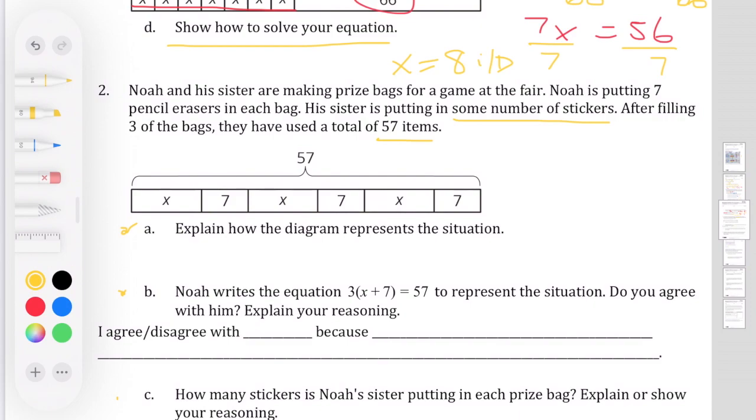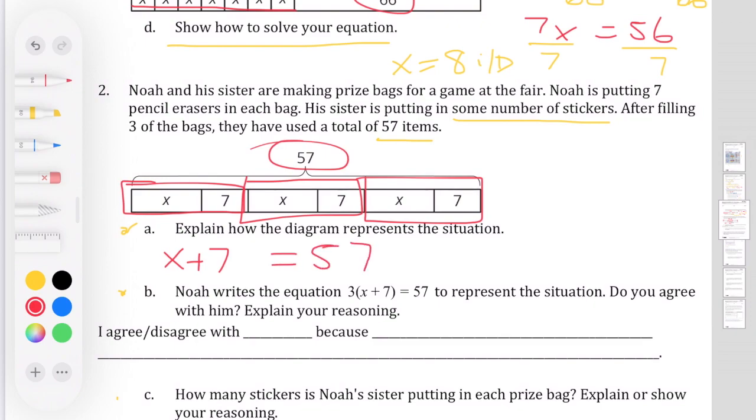So explain how the diagram represents the situation. Well, if there's 3 bags, we could technically break each bag or this tape diagram into 3 boxes right here. We have x plus 7 going into each box, and we used a total of 57 items, but of course there was 3 bags. So the 57 is our total. The boxes here represent the 3 right there, and then x plus 7 gives us this right there.